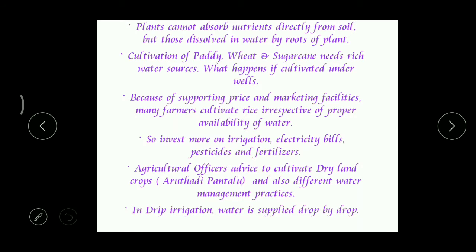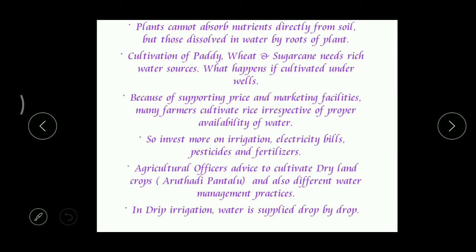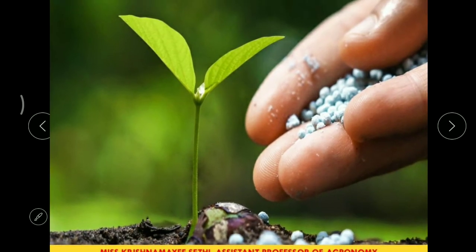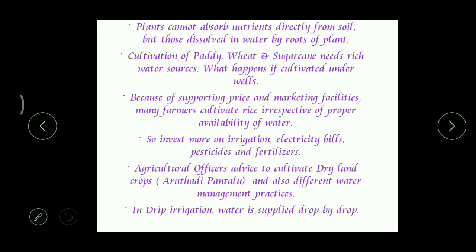Then the next one. Now and then you may observe the farmers providing this fertilizer. Have you seen? Yeah. If you carefully observe this picture, over it we can find NPK. What is that NPK? N for nitrogen, P for phosphorus, and K for potassium. If you carefully observe this fertilizer, is it present as a liquid or a solid? Yes, solid. That means as crystals.